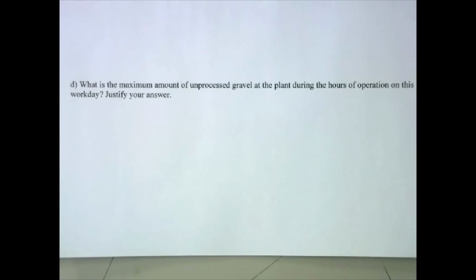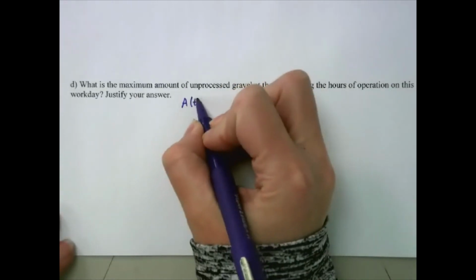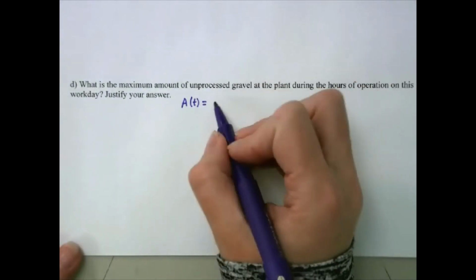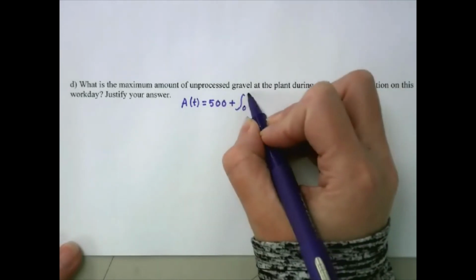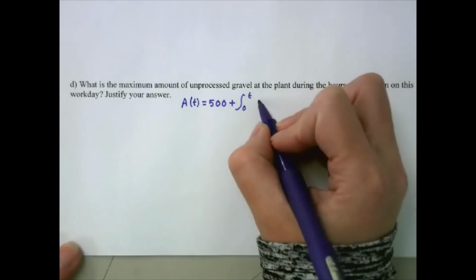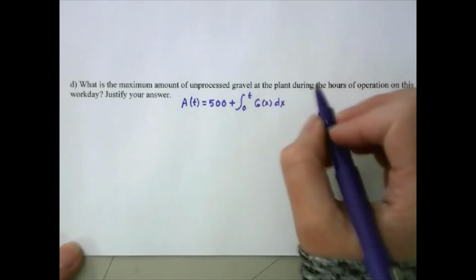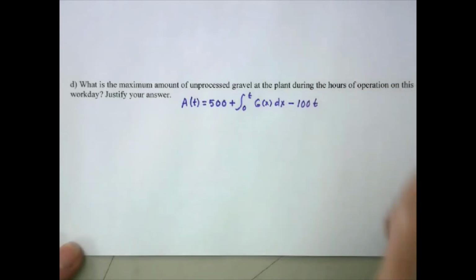The last part of this question is, what is the maximum amount of unprocessed gravel at the plant during the hours of operation? Okay, so this is, again, the extreme value theorem. So first let's come up with an expression for our gravel, and you can name it whatever. So we have an initial amount of 500. It's coming into the plant at the rate from that equation. And then it's being processed at a rate of 100 per hour.